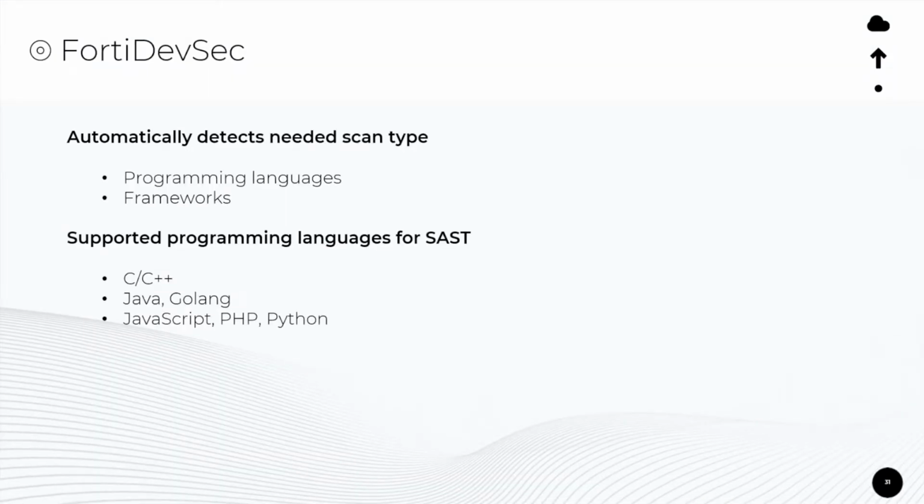Just like I said, it will automatically detect what type of scanners are required for your application. Depending on the programming language and the frameworks, the FortiDevSec scanner can automatically get deployed for that particular environment. And what are the different supported programming languages? For static testing: C, C++, Java, Golang, JavaScript, PHP, and Python.